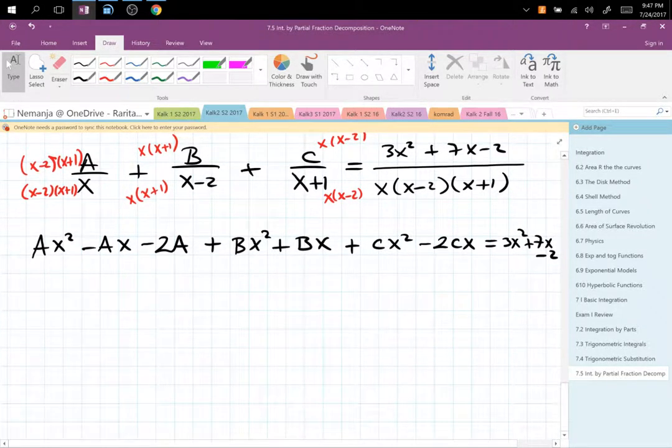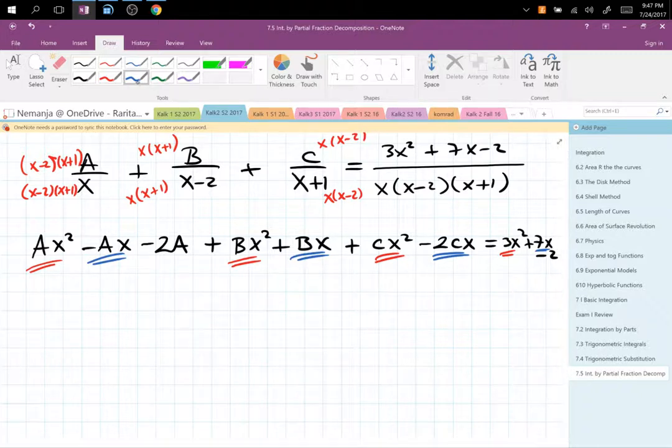Combine all x squares, combine all x's, combine all constants. Color coding: x squares, blue; x's, green; constant.